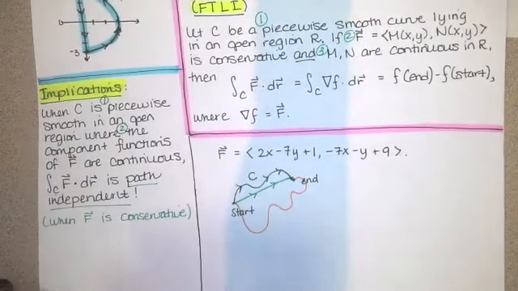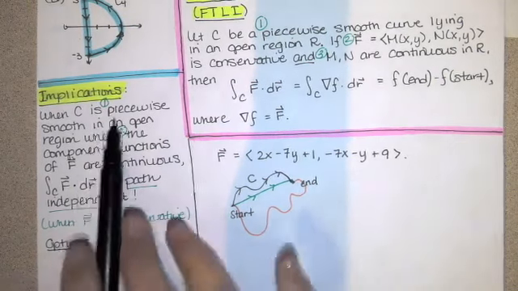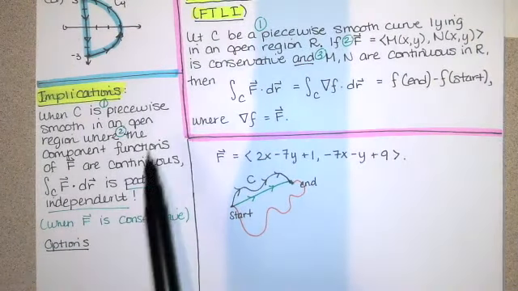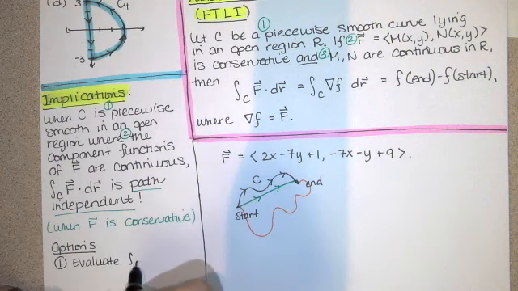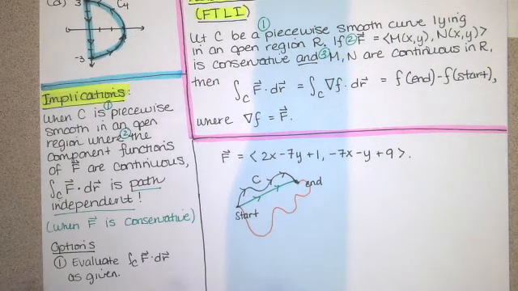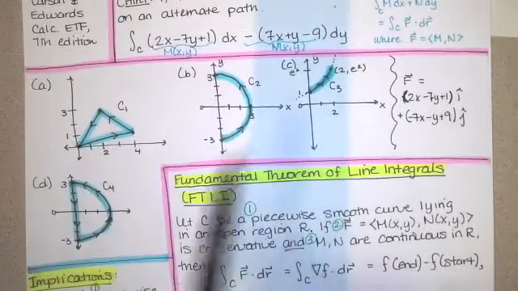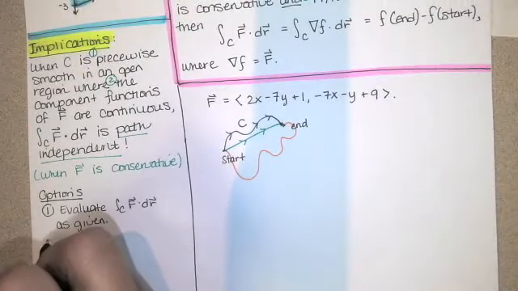Okay, so let me write down our options. If f is conservative and C is piecewise continuous in an open region where the component functions of f are continuous, you could evaluate the line integral as given. That's one option. So they gave us 4 paths, and we could parameterize those paths, find the piecewise smooth parameterization, and then evaluate the line integral over that path for C1, C2, C3, and C4. That's a possibility.